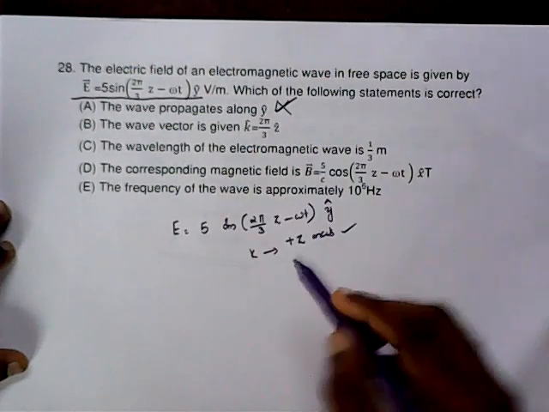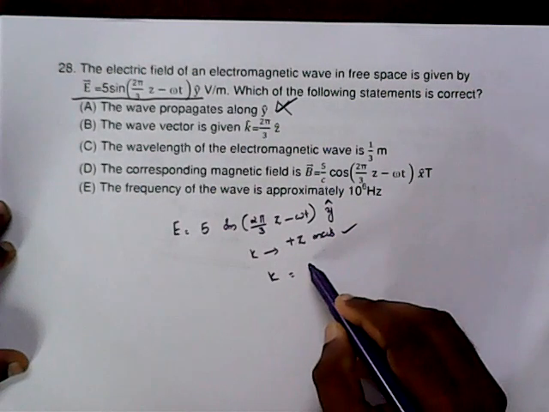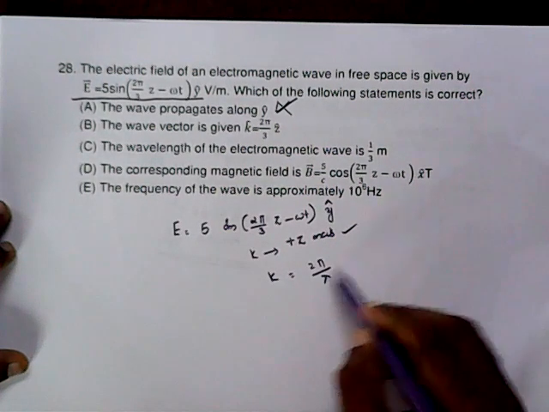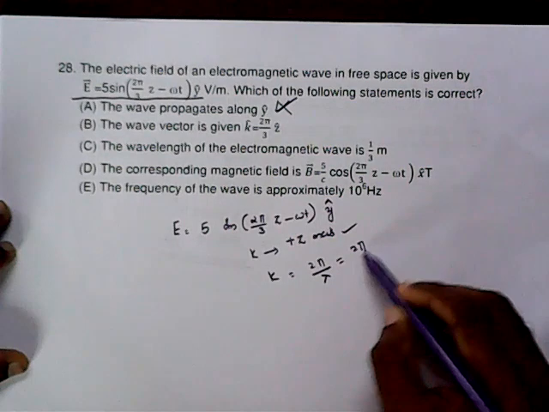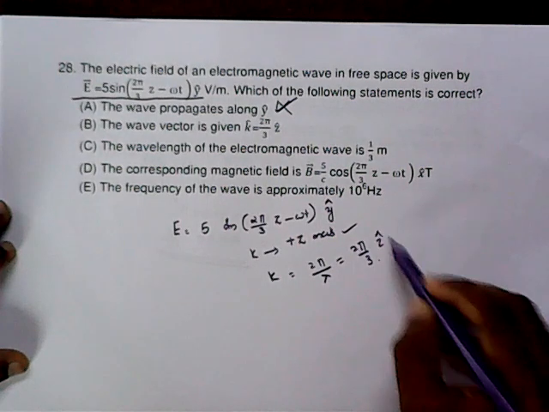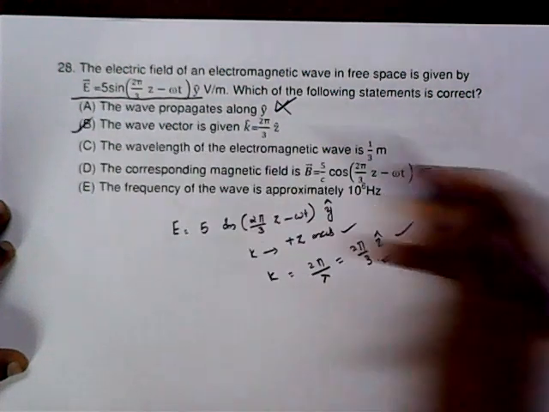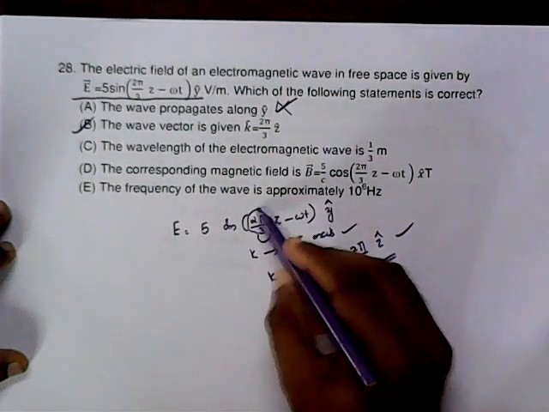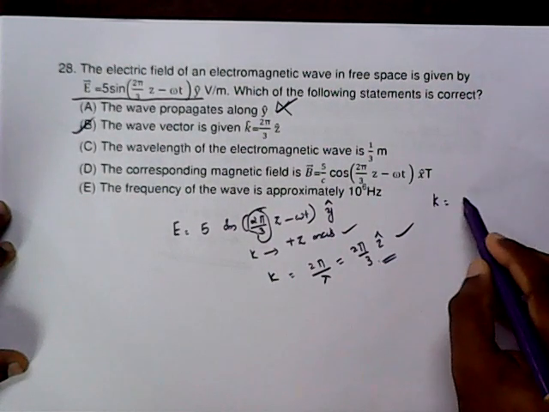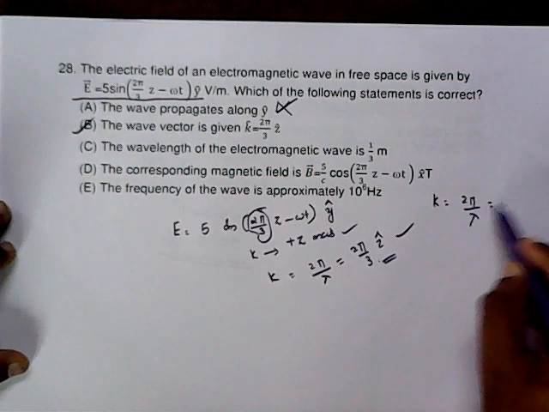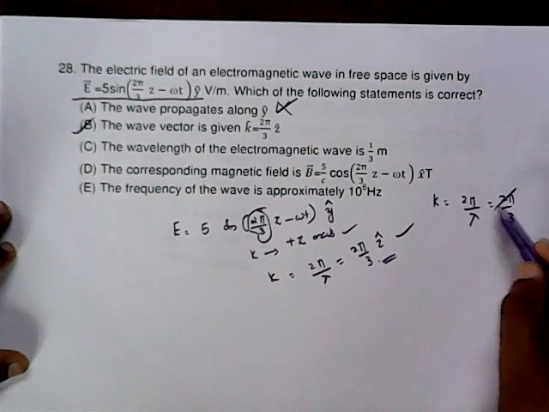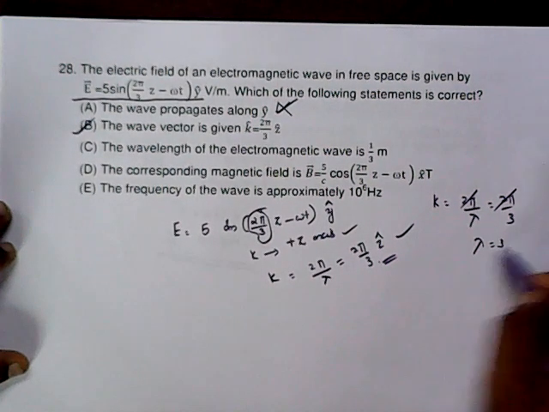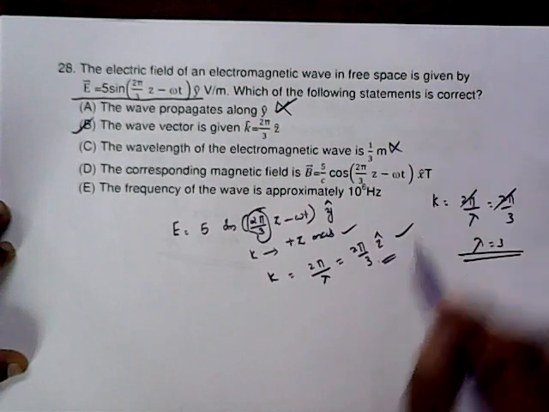The wave vector K is what? 2π by λ. Here 2π by λ is 2π by 3 ẑ. That is good, so that may be the answer. What about the wavelength of the electromagnetic wave? We can just think about this one. The wave vector is 2π by λ, so that is 2π by 3. So 2π cancels, and λ takes the value 3. So that is a wrong one.